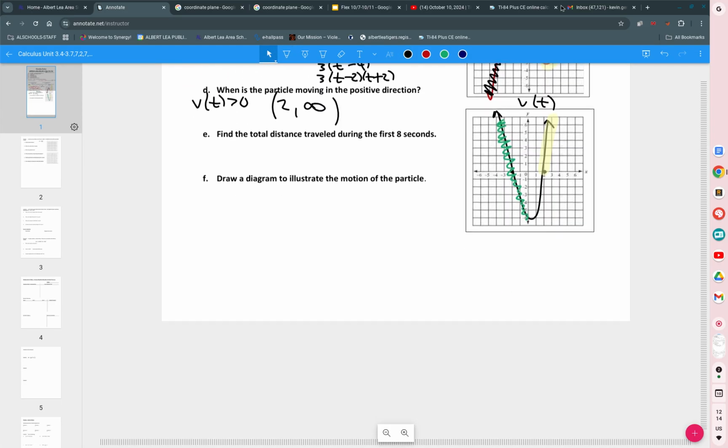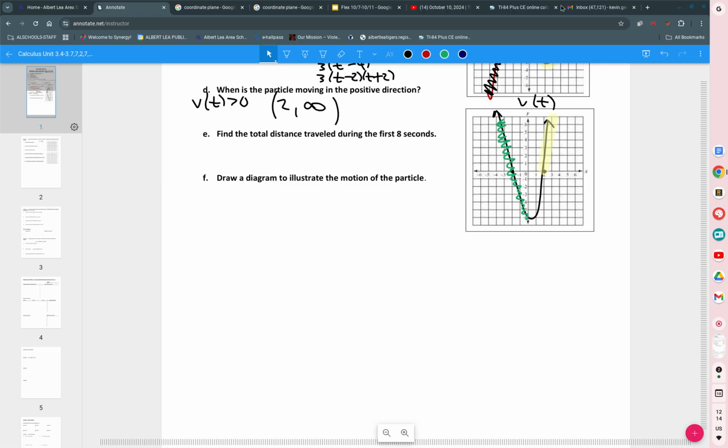And then these last two questions, we go together. It says, find the total distance traveled for the particle over the course of the first 8 seconds, and draw a diagram to illustrate the motion of the particle. So let's just think about it. The particle starts. Does it start by heading to the left or the right? Left. Starts to head to the left, and then at how many seconds does it change direction? 2 seconds it changes direction, and then it stops somewhere, right? So it starts, moves to the left, and then to the right, okay?